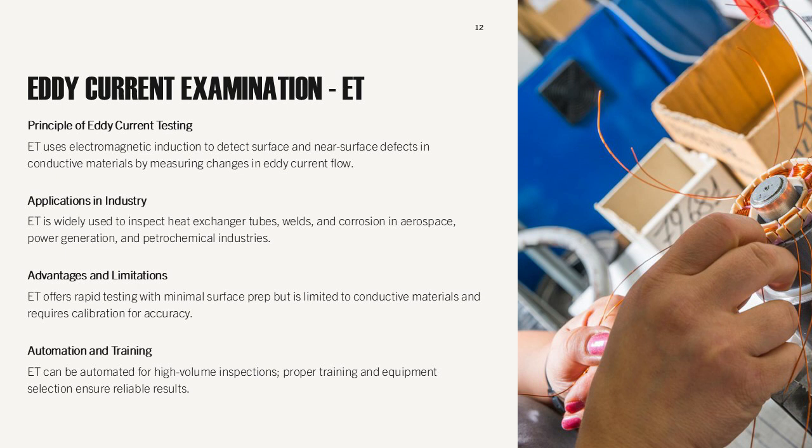API 577 notes that ET is commonly used for inspecting heat exchanger tubes, welds, and detecting corrosion. Advantages include rapid testing and minimal surface preparation, but ET is limited to conductive materials and requires calibration for accurate interpretation. ET can be automated for high-volume inspections and is often used in aerospace, power generation, and petrochemical industries. Proper training and equipment selection are essential for reliable results.